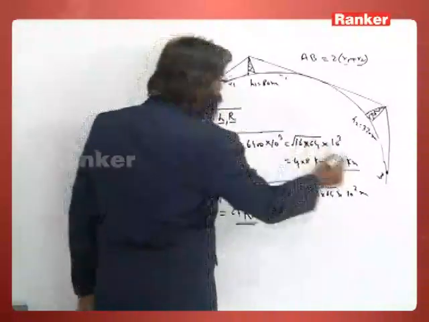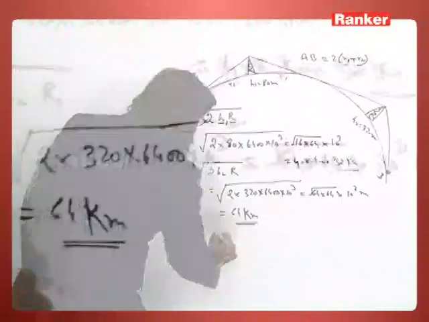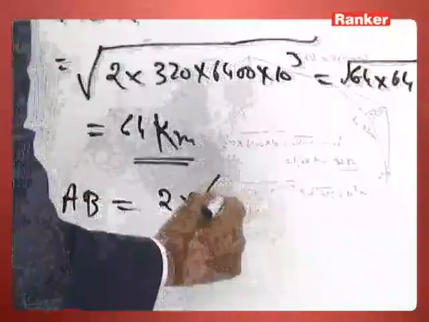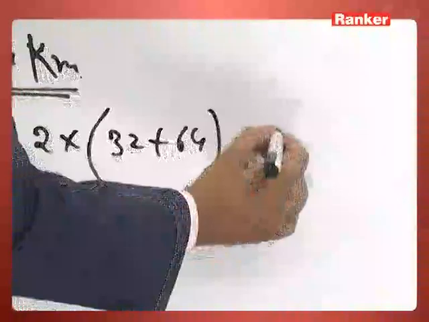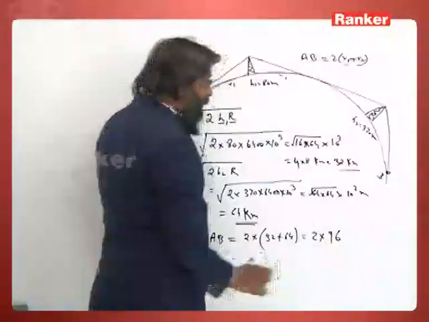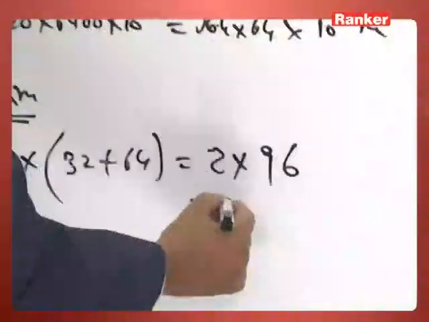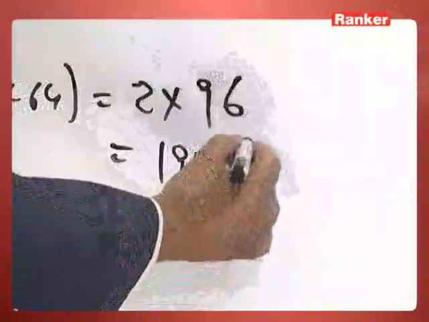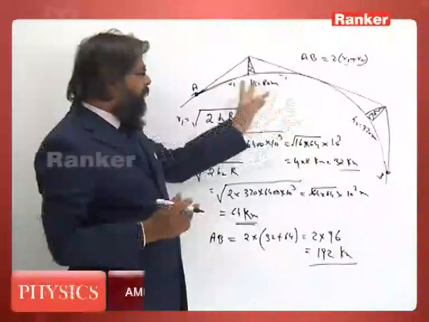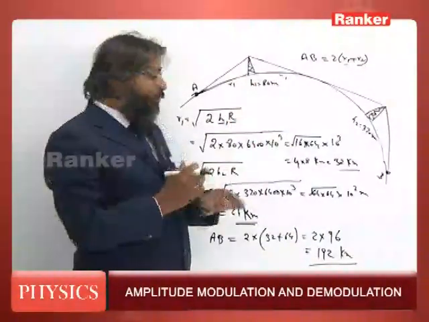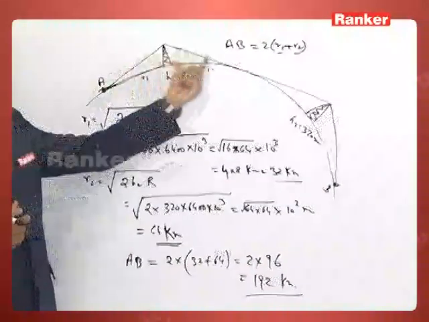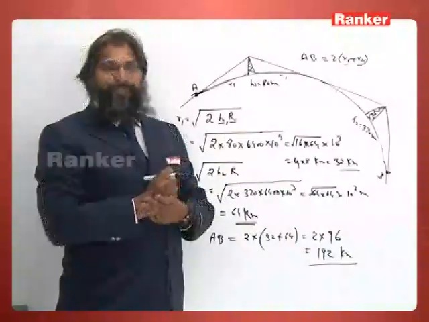So the maximum distance, the total extended range AB, is equal to 2 times R1 plus R2, that is 32 kilometers plus 64, that is 96 kilometers. So 96 into 2 is 192 kilometers. So 192 kilometers will be the extended range if we use these two towers. That maximum range can be covered, each 192 kilometers. This is the range of line of sight communication.